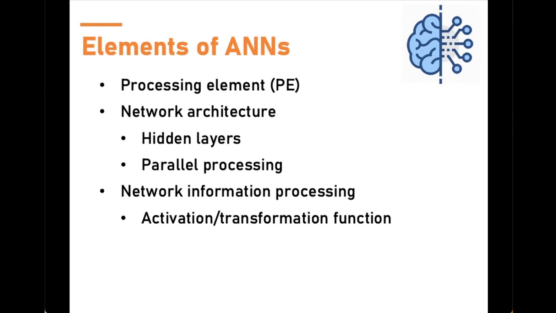Regarding the network architecture, ANNs typically consist of multiple layers of interconnected artificial neurons. These layers can be broadly categorized into three types: the input layer, hidden layers, and output layer.